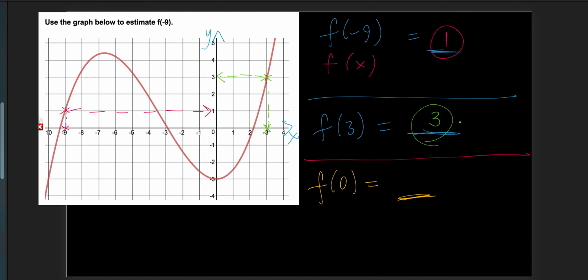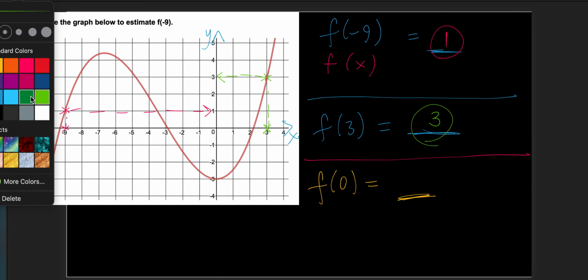Now you try this one, f of 0. I think in the week 3 live session video, I did 2 of these, so you should go see that video as well, and you can fast forward to find that part. So you try f of 0, see what answer you get.